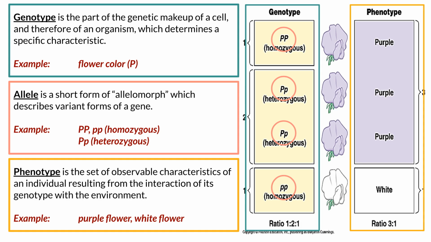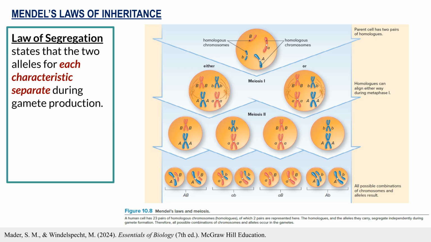The phenotype is the observable trait produced. For flower color, purple appears when at least one purple allele is present, while white appears only when two white alleles are inherited. As a result, most offspring show purple flowers, demonstrating how genotype determines phenotype and how dominance affects trait expression. Now let us focus on what Mendel concluded from his experiments and what his laws mean.